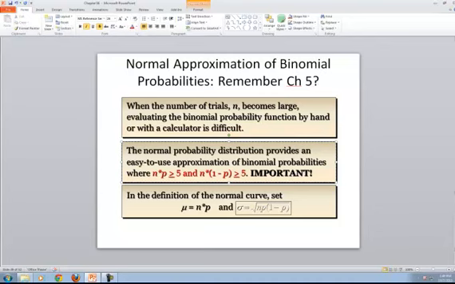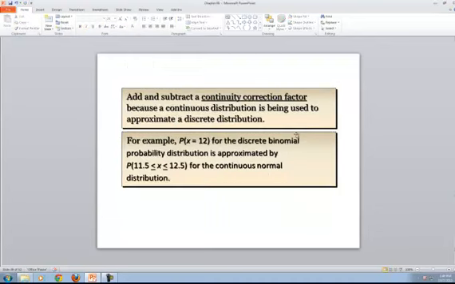But here's another important procedure. You have to add and subtract a continuity correction factor, because remember, the binomial is a discrete random variable, whereas normal is continuous. So for instance, if you're trying to compute the probability x equals 12, what you have to do is compute the probability of x being greater than 11.5 and being less than 12.5 if it were continuous. The adjustment of 0.5 to the right and to the left will be okay for most circumstances.